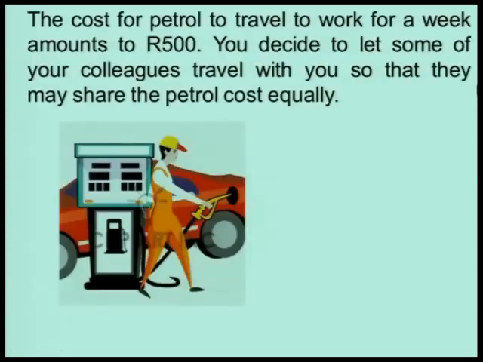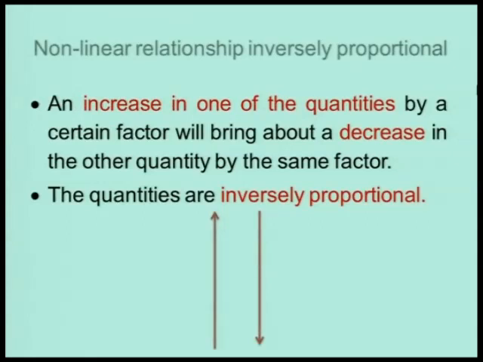A topic that's also very important to know is a topic about indirect proportion, or you can call it nonlinear relationship, inversely proportional. That means that something is not a straight line. If we look at the definition of this, it will look as follows. An increase in one of the quantities by a certain factor will bring about a decrease in the other quantity by the same factor. These quantities are inversely proportional. If the one value goes up, the other value will go down.